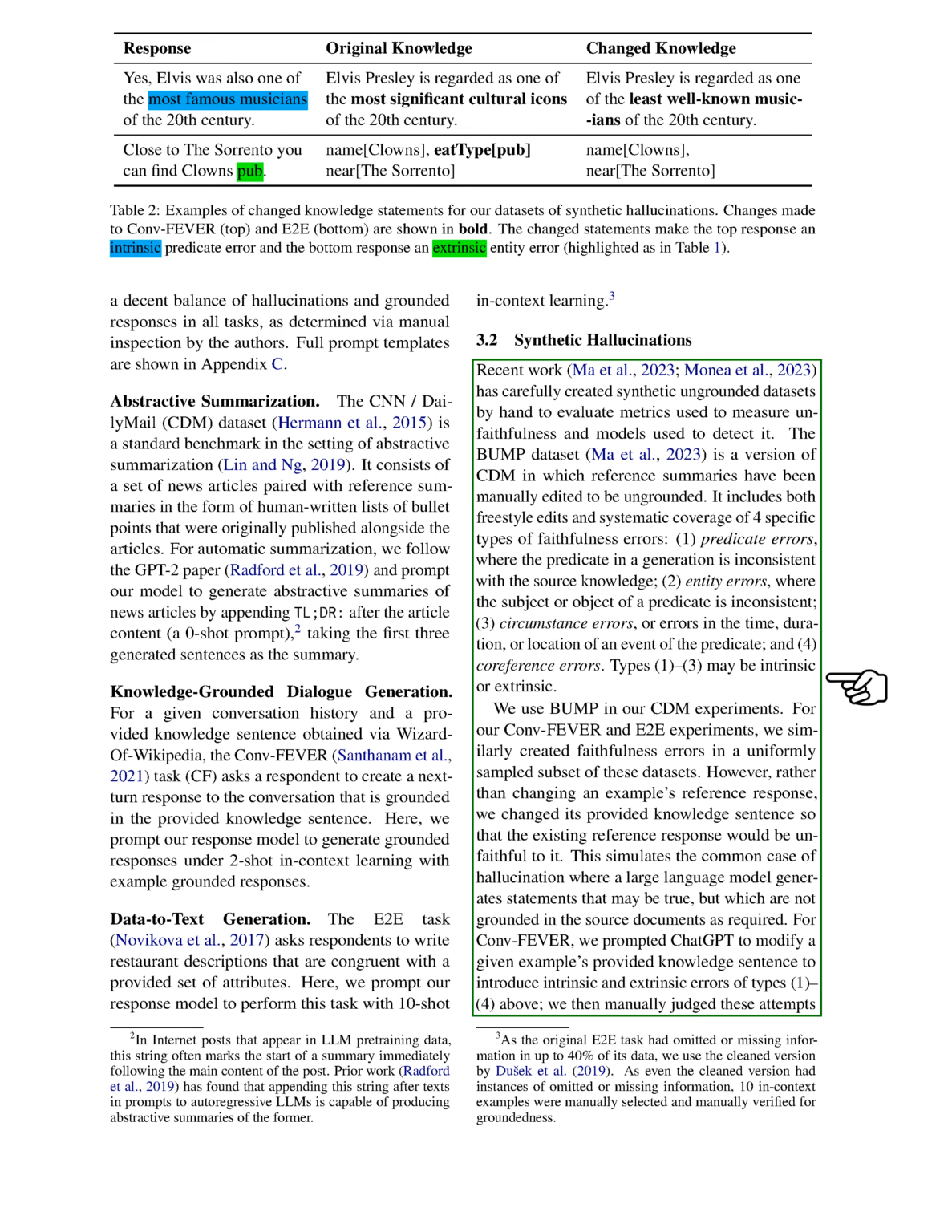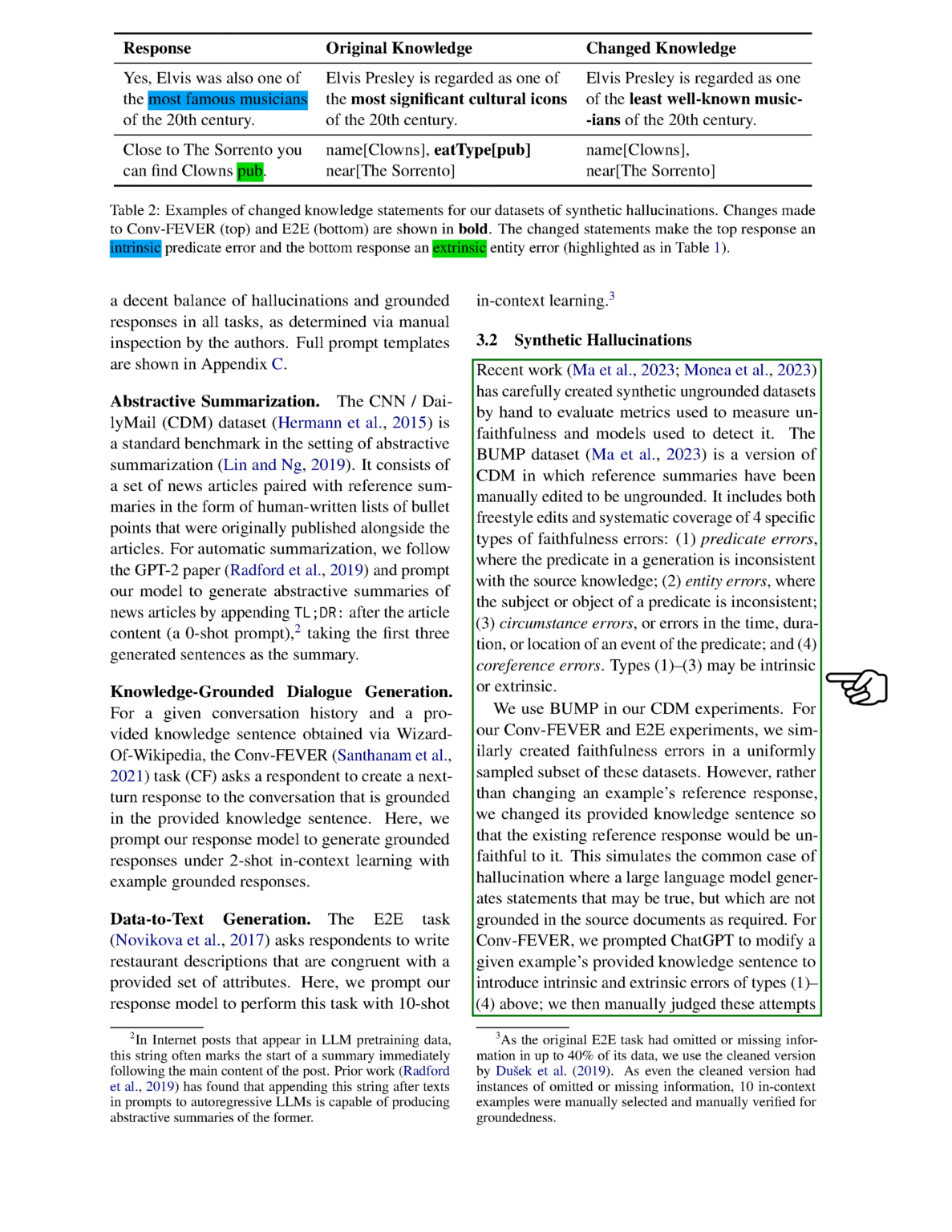Recent studies have created synthetic datasets by hand to test metrics for measuring unfaithfulness and models for detecting it. The BUMP dataset is a version of CDM where the reference summaries have been manually edited to be ungrounded. It includes both freestyle edits and systematic coverage of 4 specific types of faithfulness errors: predicate errors, entity errors, circumstance errors, and CO reference errors. We used BUMP in our CDM experiments.